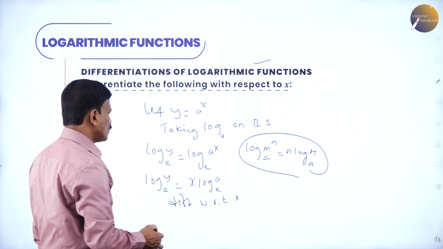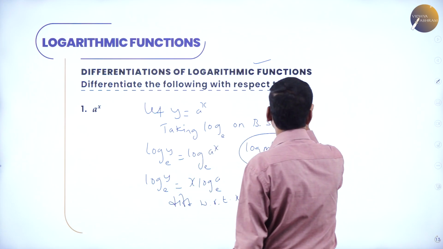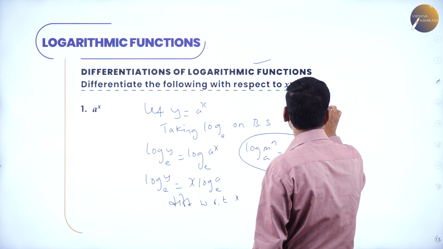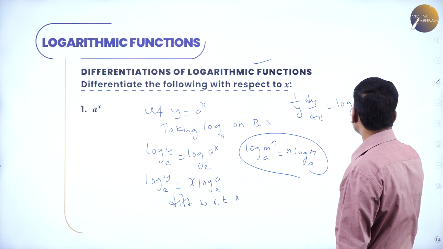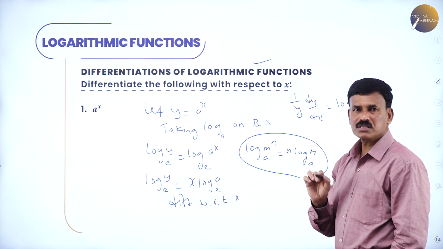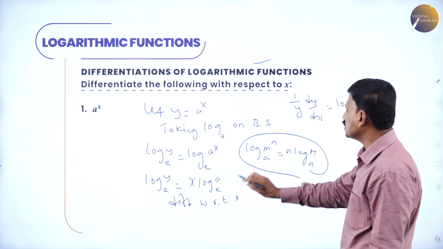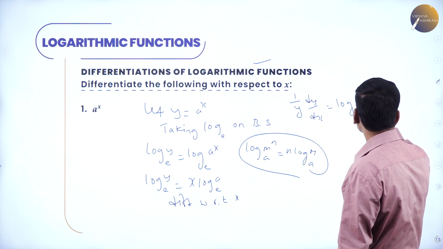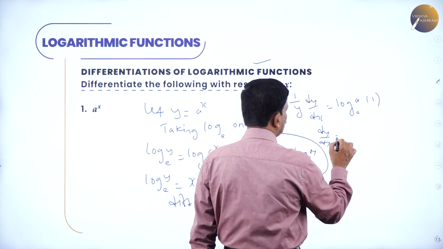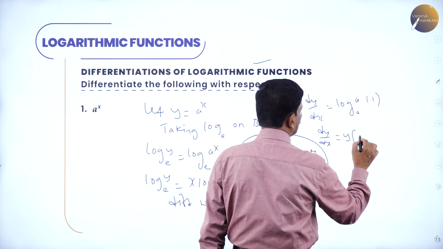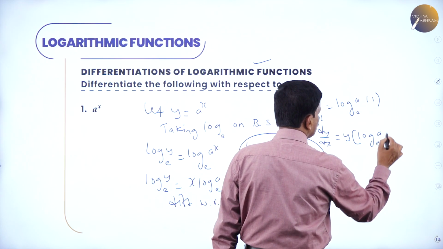Now what is the derivative of log y? Differentiation of log y is 1 over y into dy by dx, is equal to, since log a to base c is a constant, and a constant into a function means the constant is kept out, and the derivative of x is 1. So therefore, dy by dx is equal to y into log a to base c.